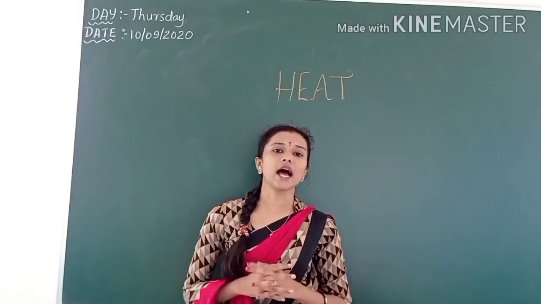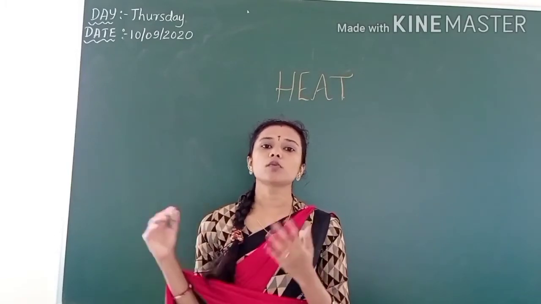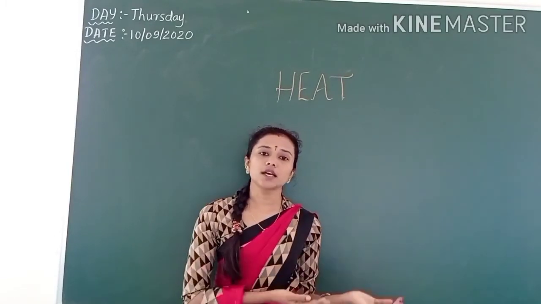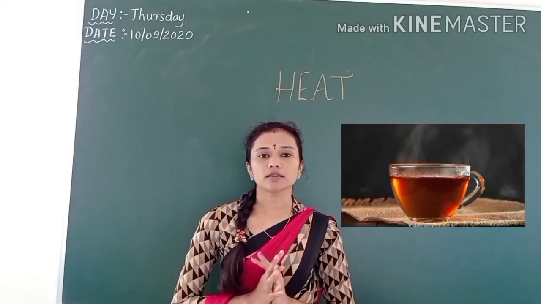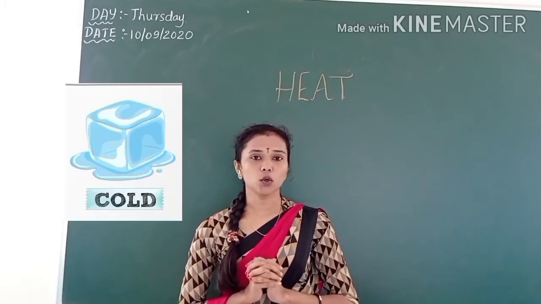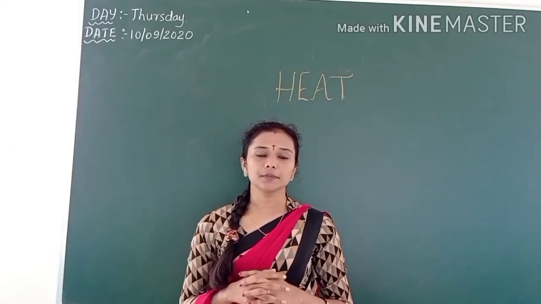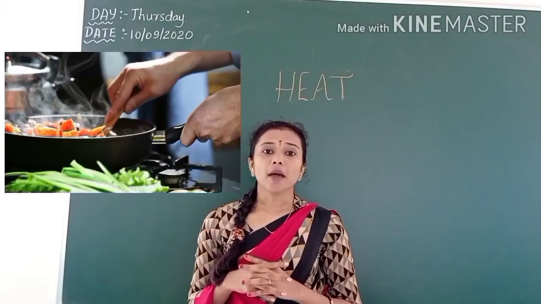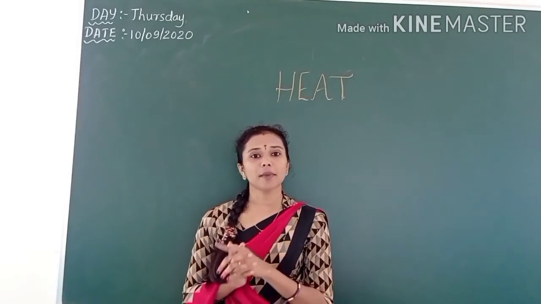In our daily life, we come across so many objects. Some objects are hot, some objects are cold. For example, tea is hot, but ice is cold. Soup is hot, but ice cream is cold. The frying pan kept on a gas burner is hot, but the handle of the frying pan is cold.